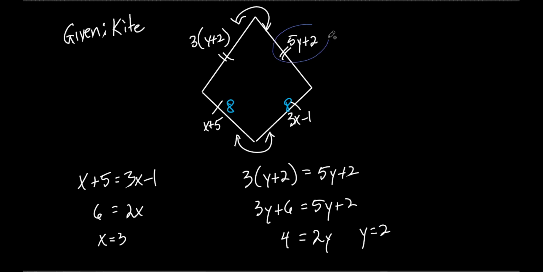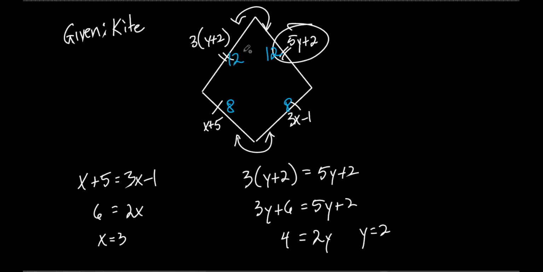Let's put it into this one. All right? So 2, put it in for the y. 5 times 2 is 10 plus 2 is what? 12. All right? And then this is 12. Look at that. Saved by the bell.